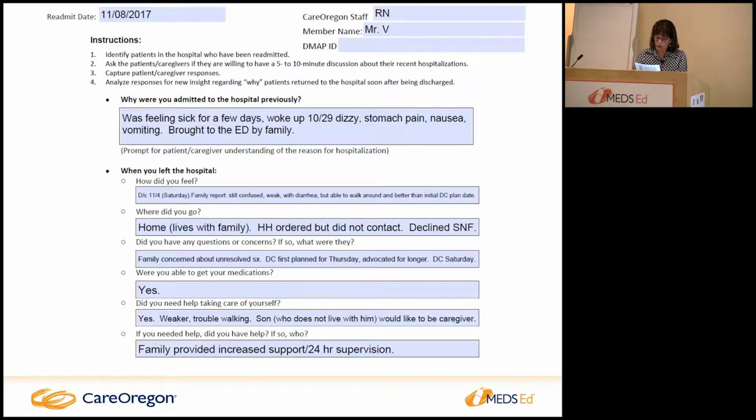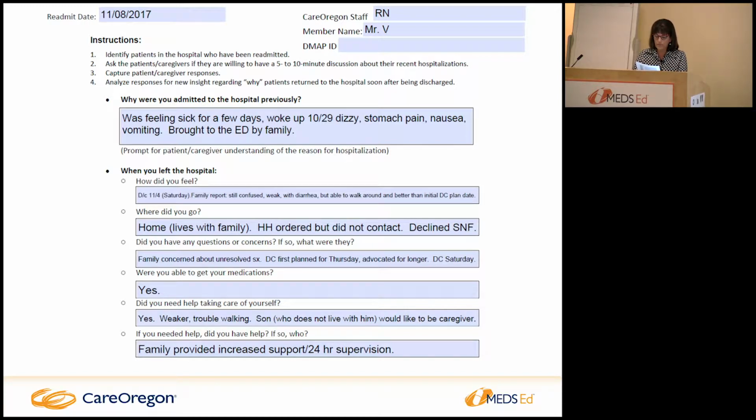Where did you go? He went home to live with his family. Home health had been ordered, but they never contacted the family and never showed up. There was the confusion around the SNF. And so he didn't go to a SNF, and he was obviously sick enough that that was the appropriate level of care. Did you have any questions or concerns? The family said they were concerned about the unresolved symptoms. He was going home with the same symptoms with which he was admitted. They were able to get their medications.